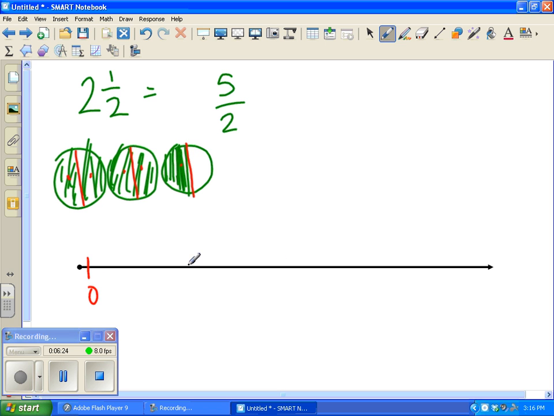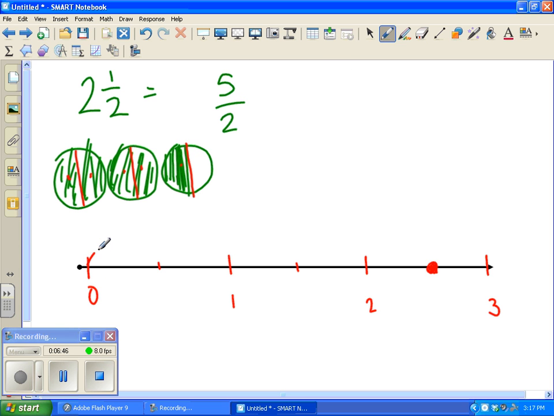Starting at 0, 1, 2, 3. This time I only have to mark halves. Hey, that's easy. And I plot my point at 2 1/2. It's kind of off, isn't it? Now I have to illustrate that this is the same as 5/2.